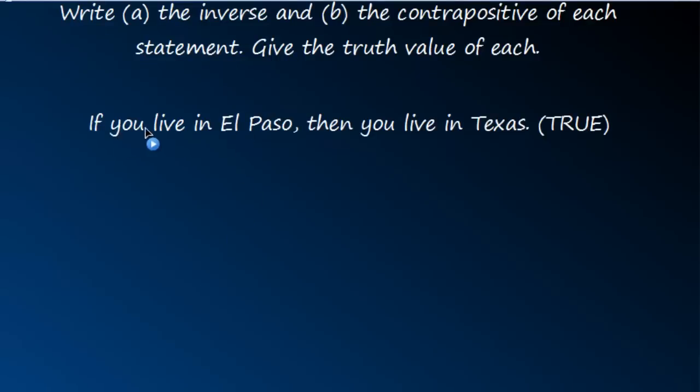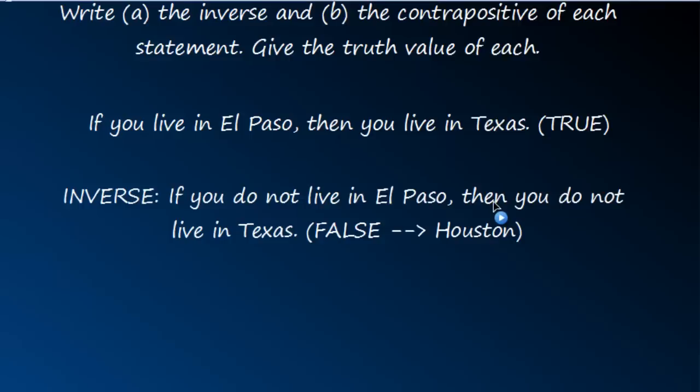So here's the conditional. If you live in El Paso, then you live in Texas. That's true. The inverse would be to negate both. So if you do not live in El Paso, then you do not live in Texas. Well, that's not true, because you could live in Houston. You're not in El Paso, but you are still in Texas. So you can see that the conditional and its inverse may have different truth values.